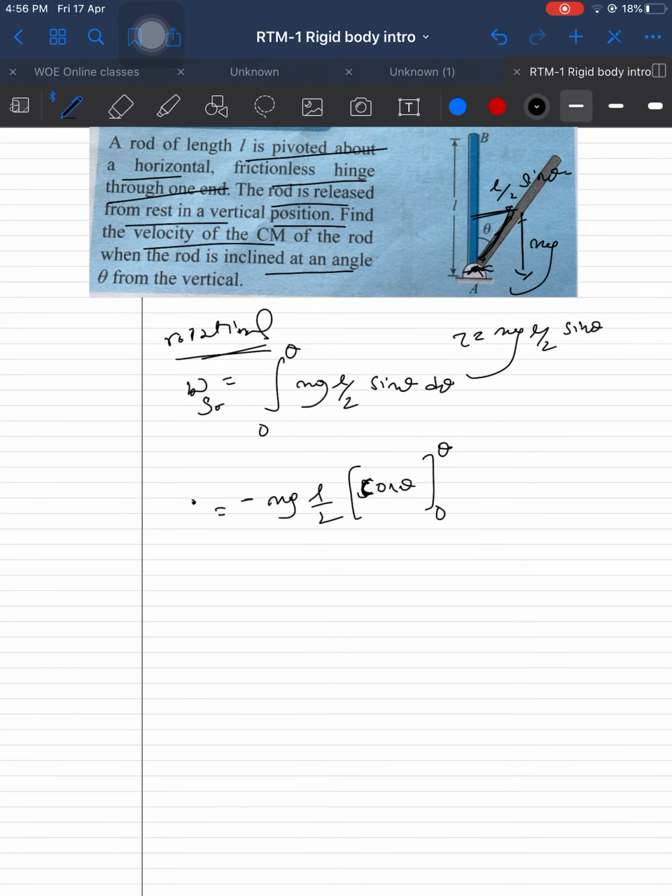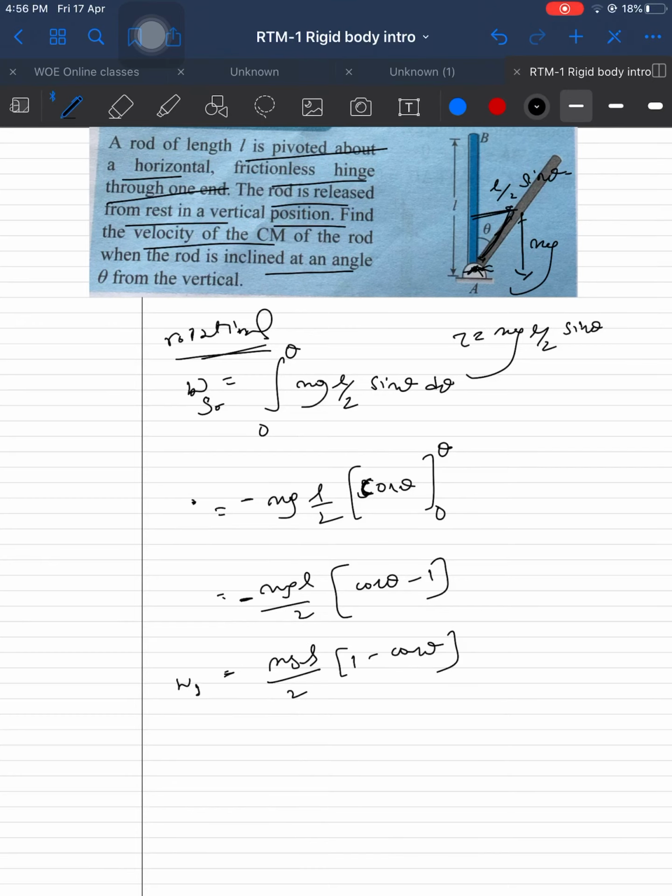If it is 0 to theta, then the value is mg L by 2 times cos theta minus 1, so the minus will be here: mg into L by 2 into 1 minus cos theta. This is the work done by gravity in rotation. It is equal to the change in kinetic energy.